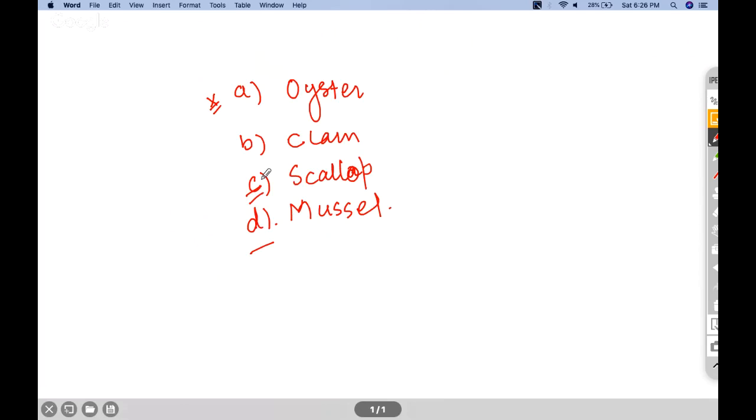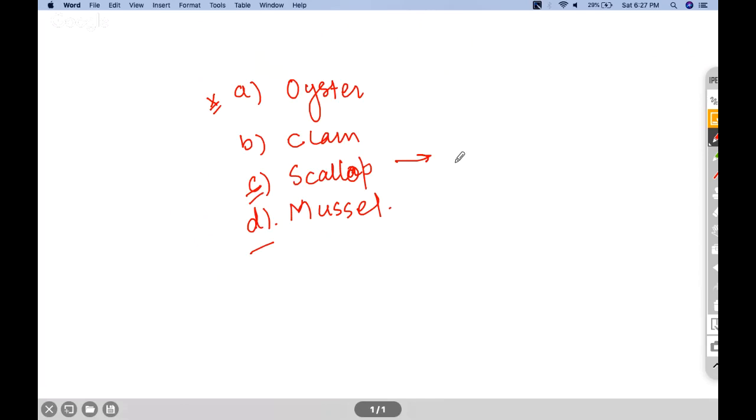Yes. Soumya, why scallops? People who are writing scallops, why is that the answer? Explain. Yes, so the answer is right which Soumya has given.